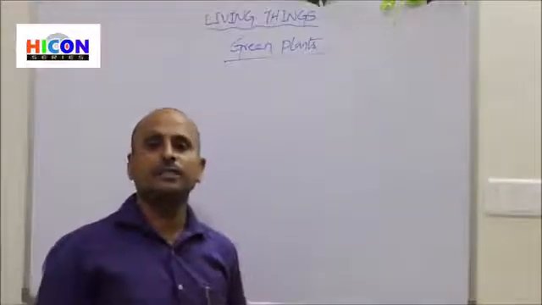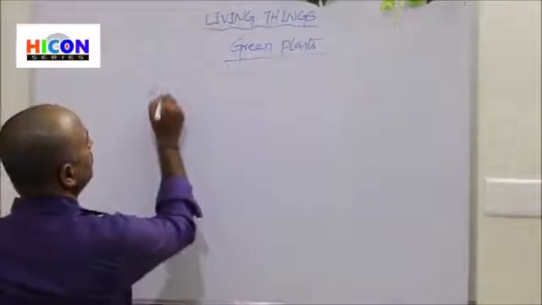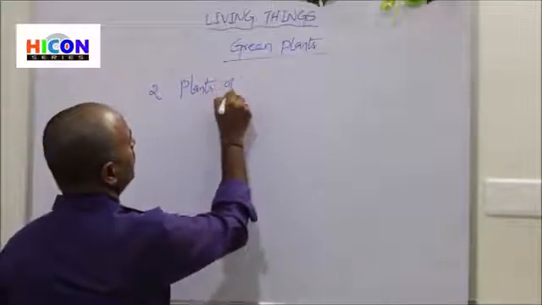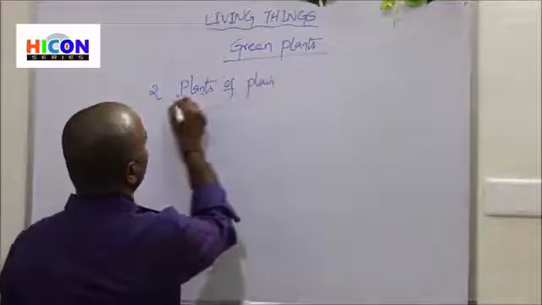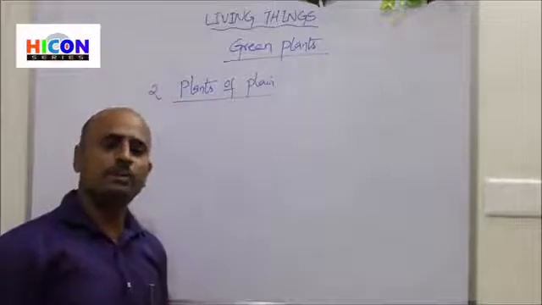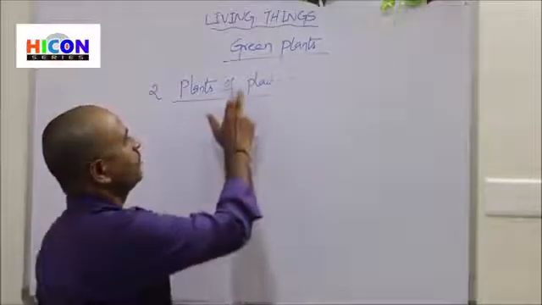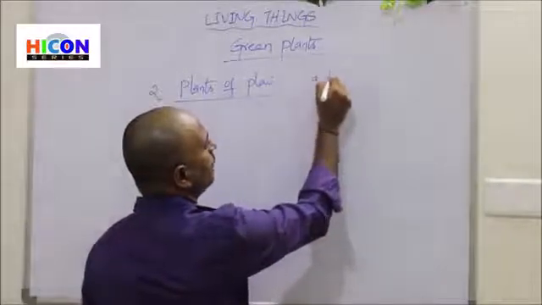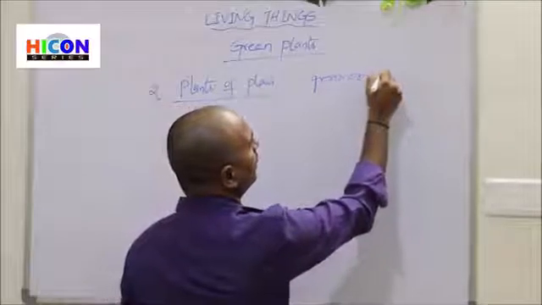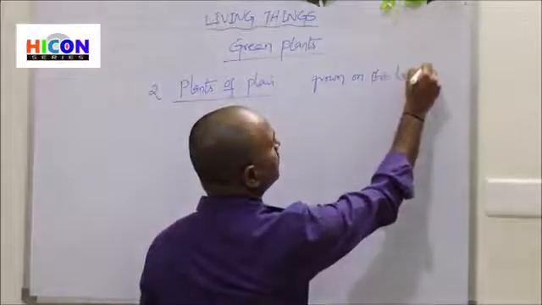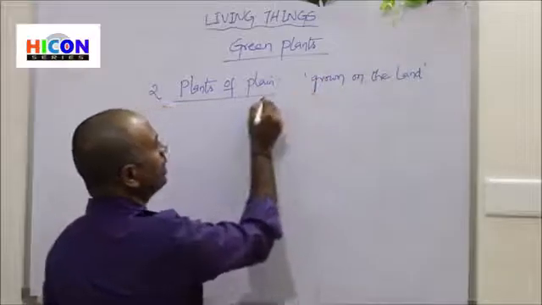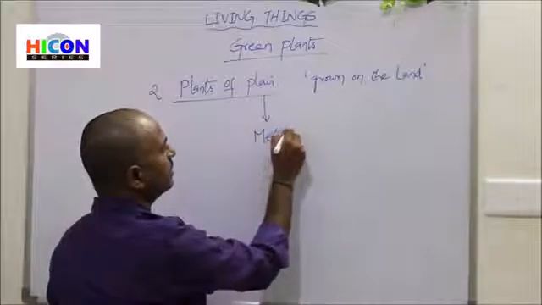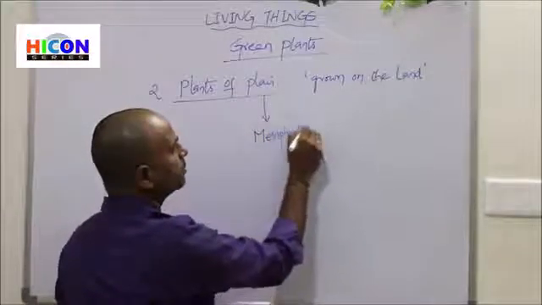The second type of terrestrial plants is plants of plains. So these are the second type of terrestrial plants. Plants of plains means the plants which are grown on the land. So the plants which are grown on the land are called plants of plain. And these plants are also called mesophytes.